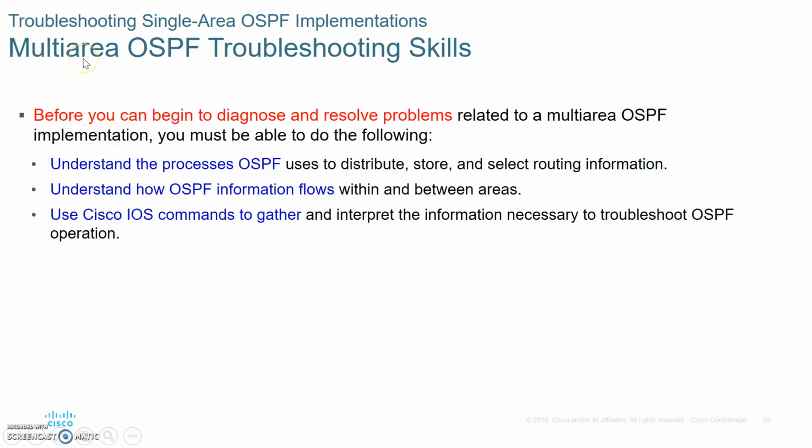Finally, for multi-area OSPF troubleshooting skills, in order to be able to troubleshoot multi-area OSPF, you should understand how the OSPF process is used to distribute, store, and select routing information, and how OSPF information flows within the area and between areas. We will cover this in the multi-area OSPF chapter, and also use the same IOS commands that we learned previously to gather and interpret the information.